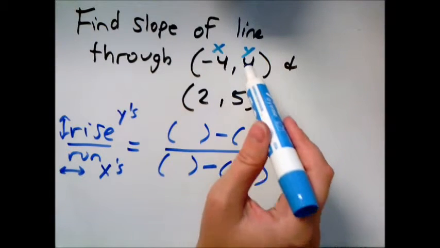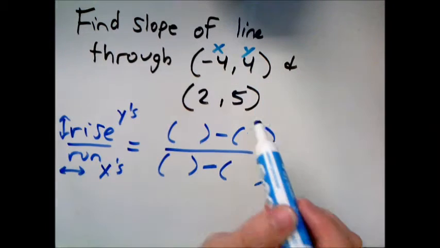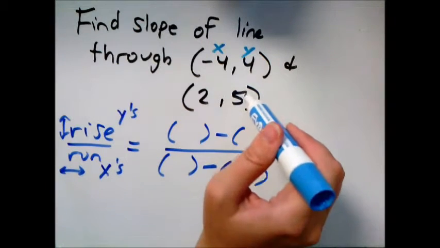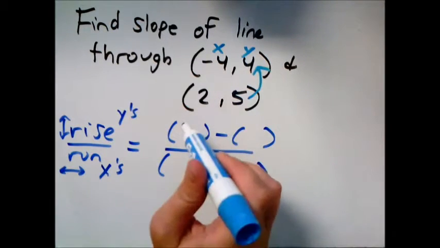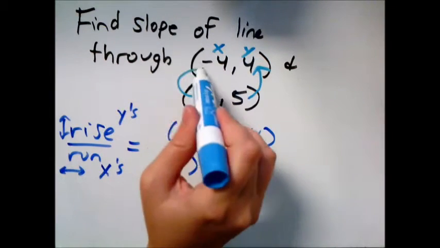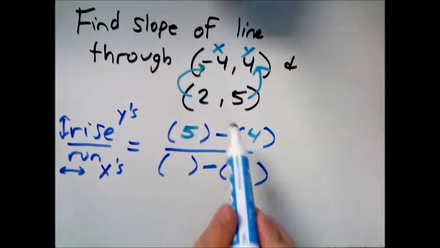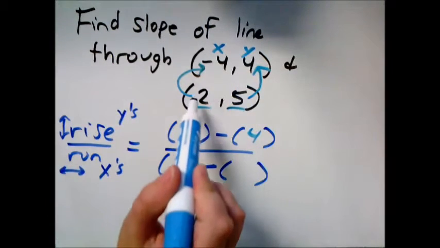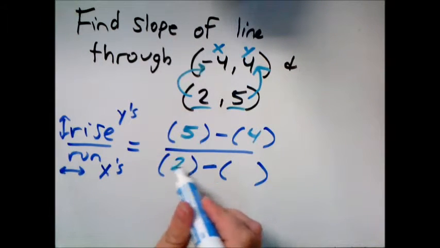So y. I can do 4 minus 5 or 5 minus 4. It doesn't make a difference, but whatever I do, I have to do it consistently. So let's say I want to do 5 minus 4 for my y's, because 5 is a bigger number. Now when I come over here for x's, I have to put this one first if I put this one first. So it doesn't matter which one you think of as the first point, you just have to be consistent with the x's and y's. So if I do 5 minus 4, I have to do 2 minus negative 4.